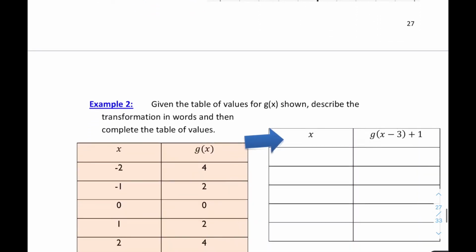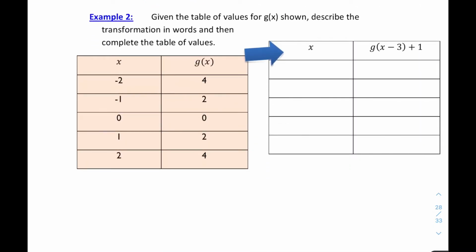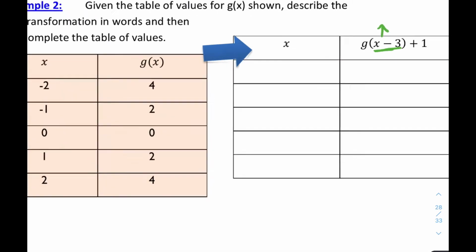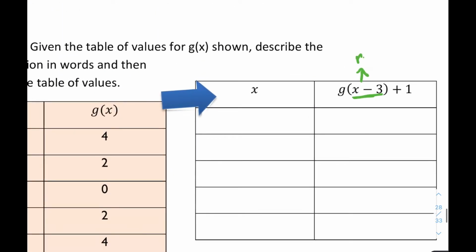If you don't have a graph, or if it is just easier because some of your point coordinates are kind of messy, you can use a table of values. So I'm going to look at the transformation g of x minus 3 plus 1. Inside of my function g of x, I'm going to have things translated right 3, and the plus 1 on the outside moves it up 1.